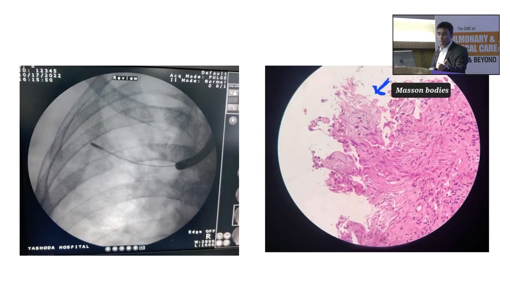We took this patient for a bronchoscopy and a biopsy, and in the biopsy what you can see is the Masson bodies, which is nothing but a case of organizing pneumonia secondary to the viral infection. If we had not diagnosed this, probably you would have started this patient on high-end antibiotics like meropenem or colistin, thinking that it's a case of hospital-acquired pneumonia. Now the treatment is entirely different.